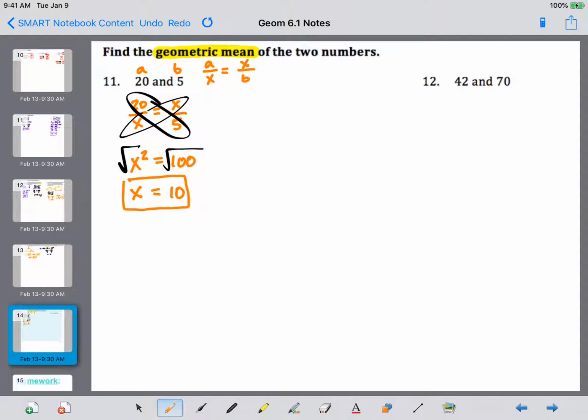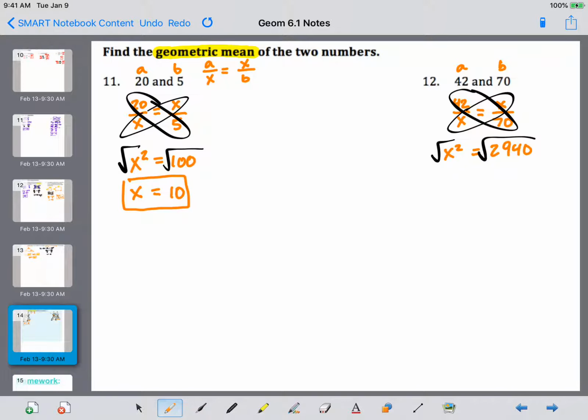Okay, let's look at one more example. So again, this is our a and our b in the formula. So we have 42 over x equals x over 70. All right, so if we cross multiply, x times x is x squared. 42 times 70 is a pretty big number. That gives us 2,940. We'll square root both sides.